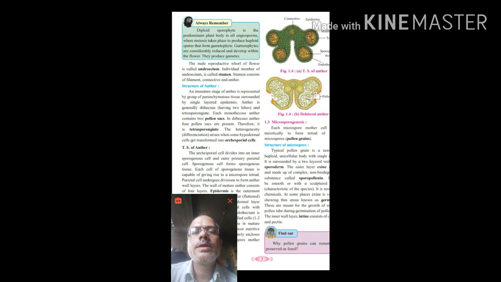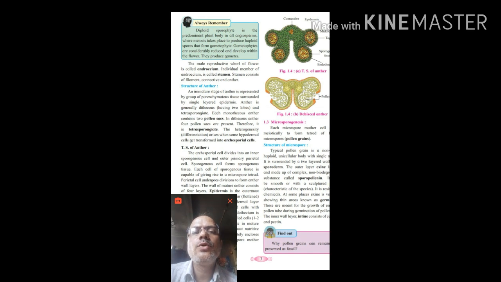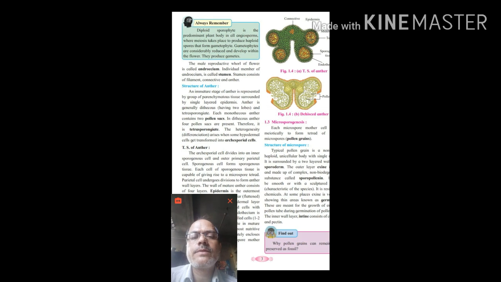That is the topic: reproduction in lower and higher plants. In the previous lecture, we studied the parts of the flower and its structure. Today we are going to discuss the structure of the anther, the male reproductive part of the flower, which is nothing but the androecium of the flower.